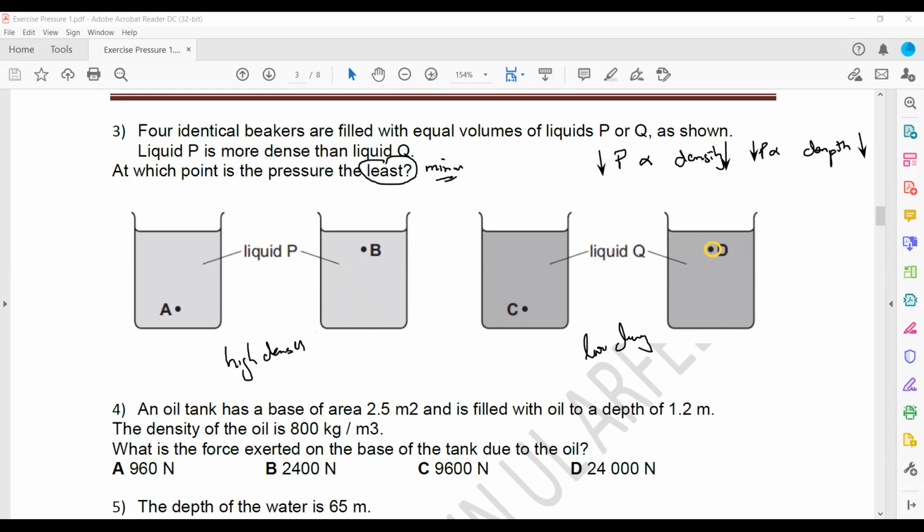But when you compare the depth, C has greater depth than D. So the one which exerts the least pressure is D. So D will be the right answer.